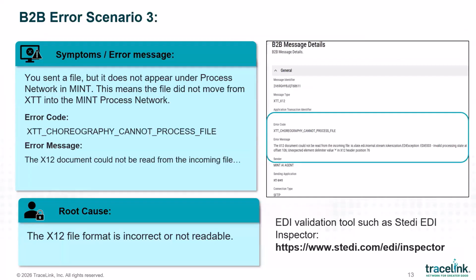B2B error scenario 3. If your file does not appear under Process Network and Mint, please check XTT B2B messages to see whether it failed with the error: the X12 document could not be read from the incoming file. This usually means the incoming X12 file format is incorrect. To resolve this, please validate the file using an EDI validation tool such as Steady EDI Inspector. After correcting any X12 formatting issues, resend the updated file for processing.